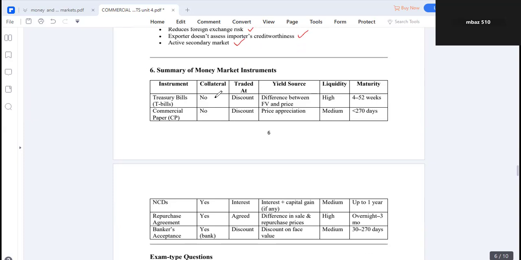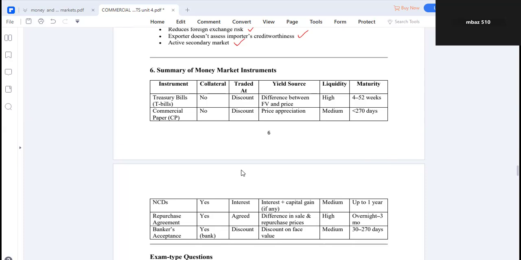So let's look at a summary of the instruments we've talked about today. Treasury bill, there's no collateral. It's traded at a discount. The difference between the face value and the price is what the investor will get. Liquidity is high. Maturity is within 4 to 52 weeks. The commercial paper, no collateral either. It is traded at a discount, and we're looking at price appreciation. Liquidity is medium with less than 270 days.